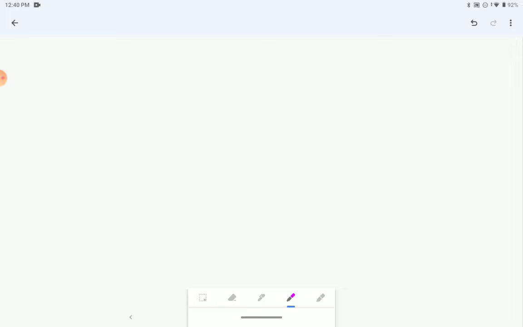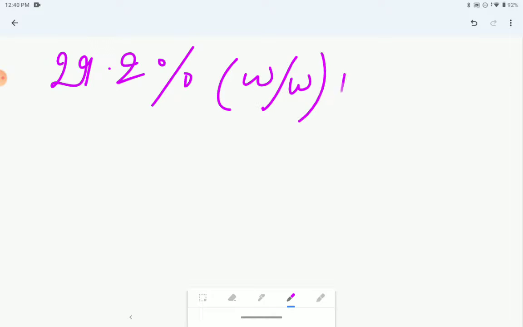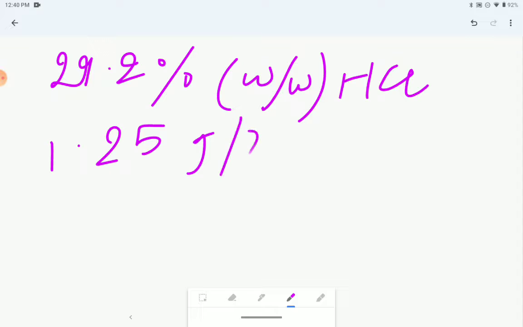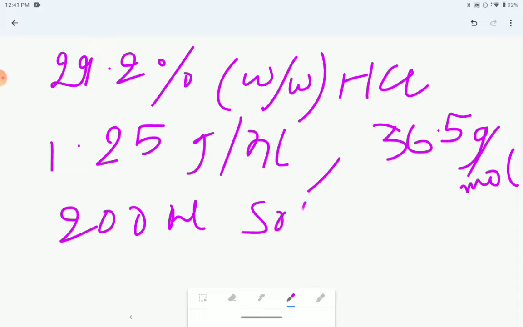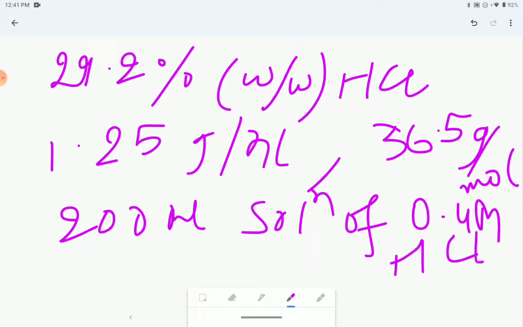And our question is: a 29.2% weight by weight HCl stock solution has a density of 1.25 gram per milliliter. The molecular weight of HCl is also given, which is 36.5 gram per mole. Now, the volume of stock solution required to prepare 200 ml solution of 0.4 molar HCl, which has molarity of 0.4.